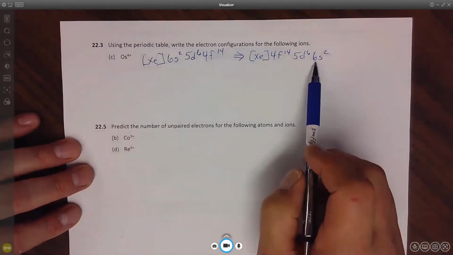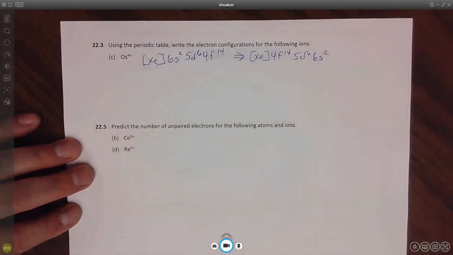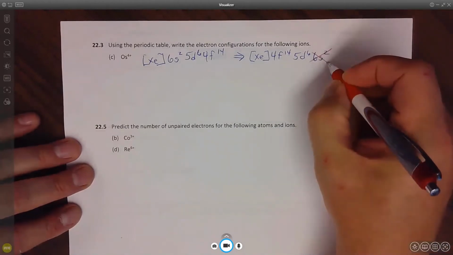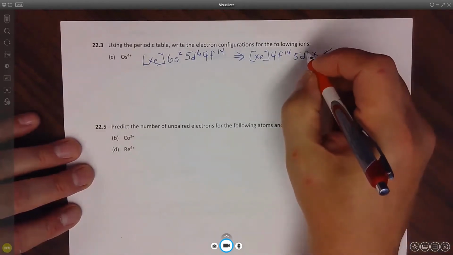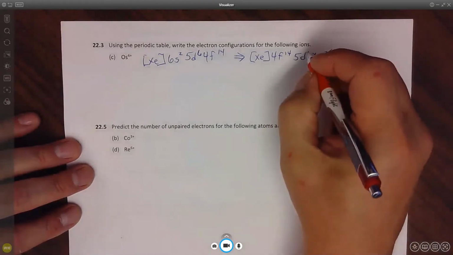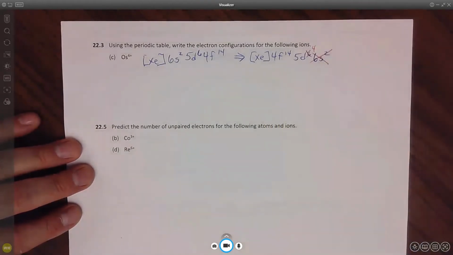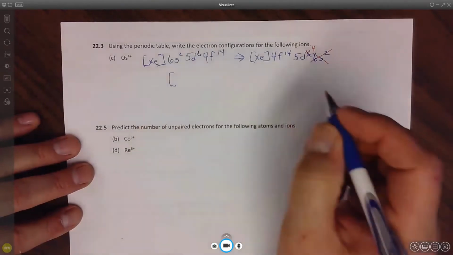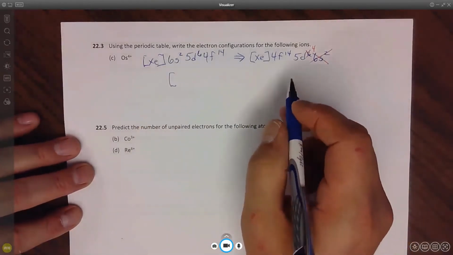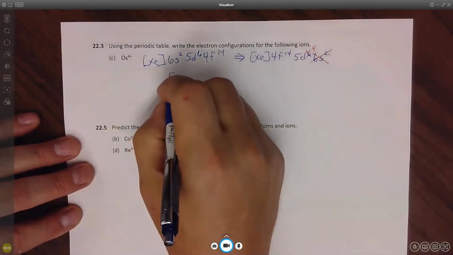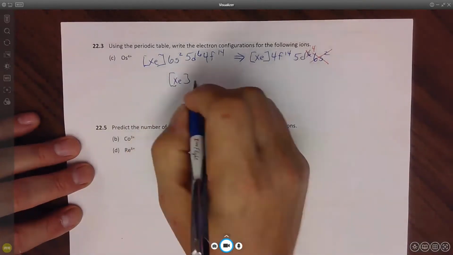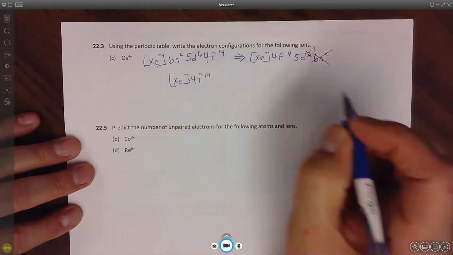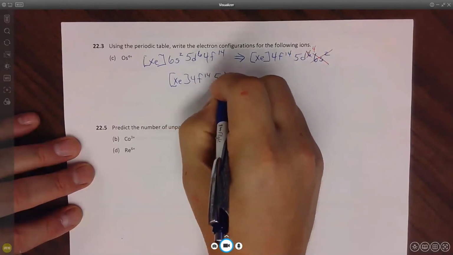So we're going to remove 2 of these. We're going to remove both of the S electrons, and then we're going to remove 2 more, right? That's 2, but we've got to remove 2 more. So that's going to become a 4. And so the electron configuration for the osmium 4 plus is going to be xenon 4F14 5D4.